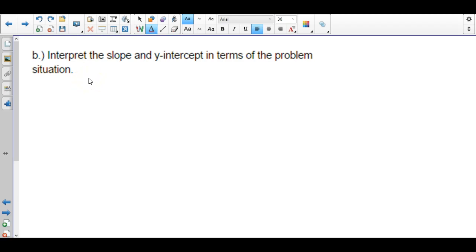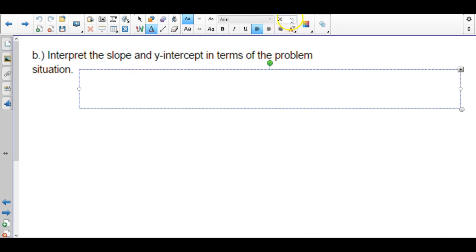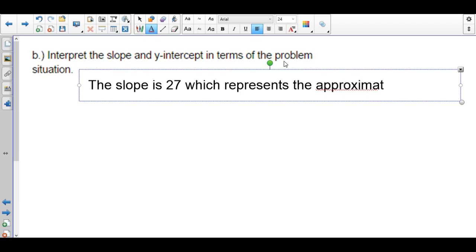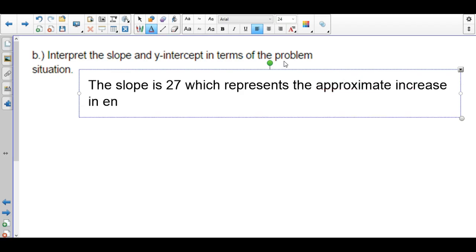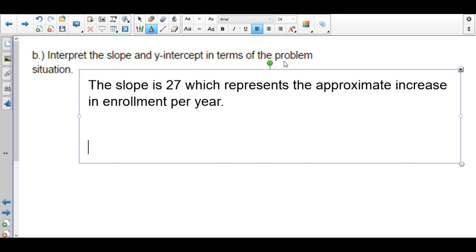And again, our slope was the 27, the y-intercept was 939. So I'm going to just type this out here and say that the slope is 27, which represents the approximate increase in enrollment of the high school per year. So they're getting about 27 more students every year. If it would have been a negative value, they'd be losing students, and that's not the case.